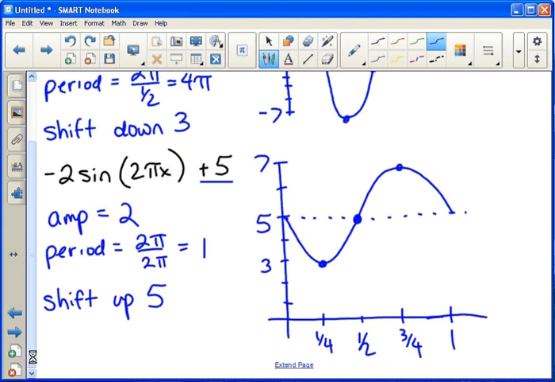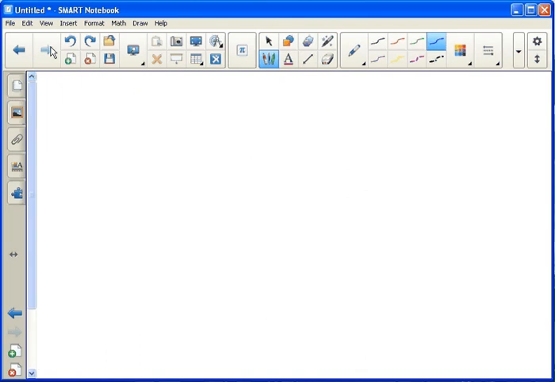So hopefully that's helpful, help you understand the vertical shifts. You can find some practice problems for these on page 506, number 51 through 58.